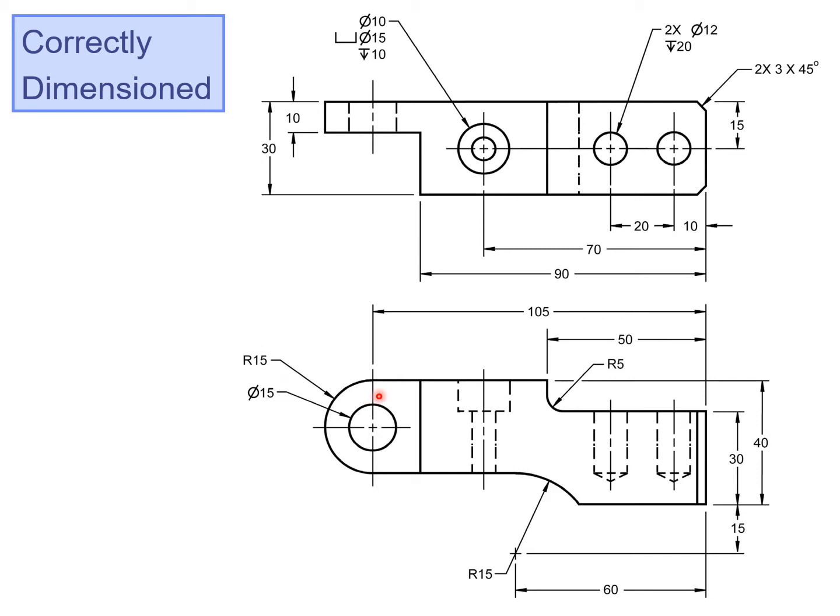And also again the arc. We dimension an arc with the radius and a circle with a diameter symbol. And we also need to locate the center of the arc. There it is. Here are the dimensions, locating that center point of the arc. And I think we got them all. Next slide.